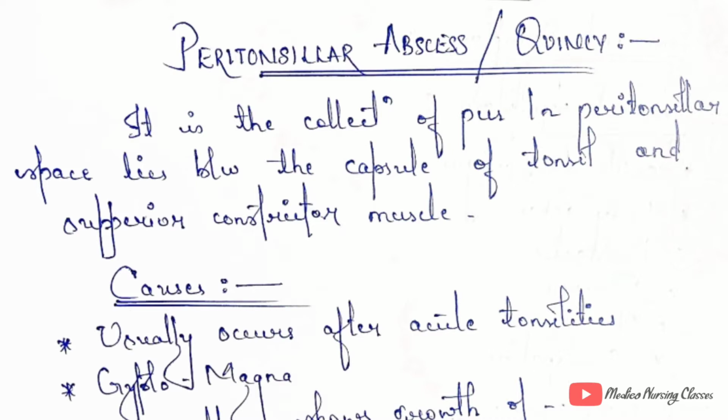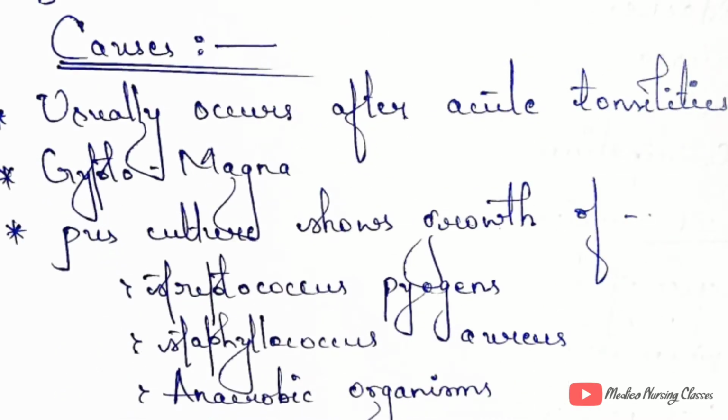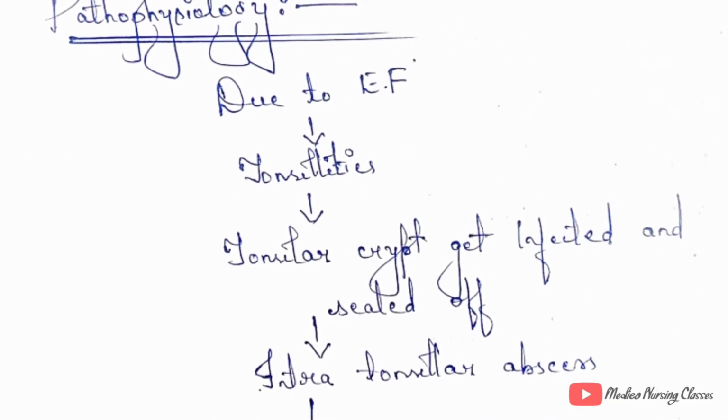When it comes to the causes, it usually occurs after acute tonsillitis, and then the crypta magna. The crypta magna is the most common structure which is infected, and pus culture shows growth of Streptococcus pyogenes, Staphylococcus aureus, and anaerobic organisms.